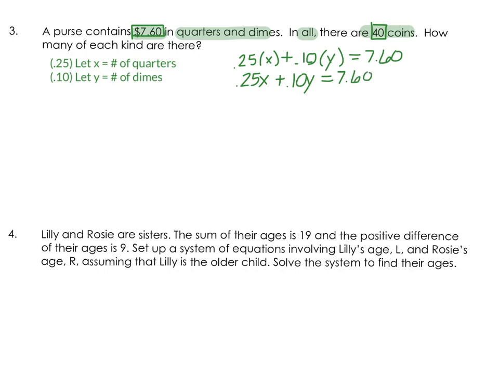$7.60. And then the next total is the number of coins. The total number of coins is just the number of quarters plus the number of dimes, so x plus y to equal the 40. All right.